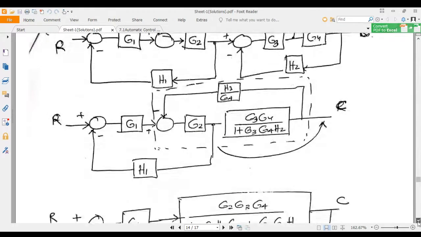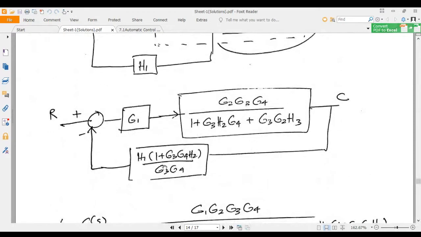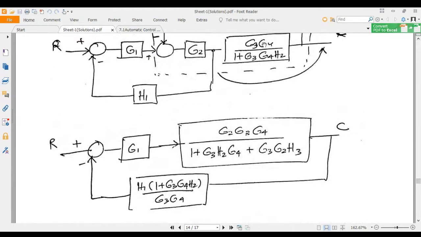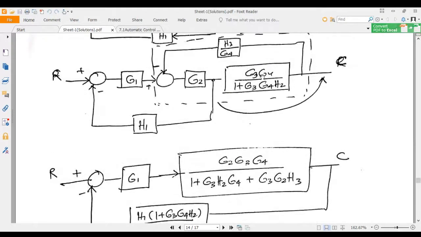In the next step, you can see. See here, in the next step, this whole block has been divided by H1. That is G3, G4 will be divided by this. So denominator of denominator will be numerator. And what happens to this block? We will see in the same step. So when this is divided by this.